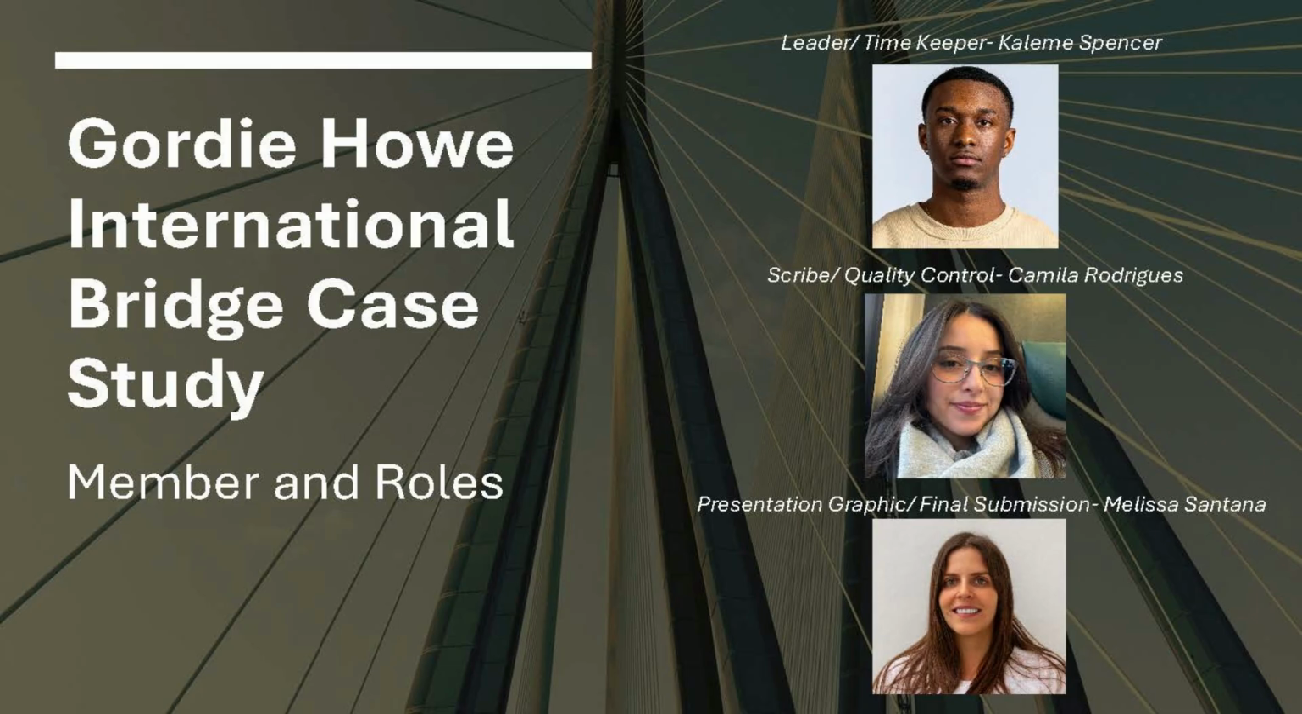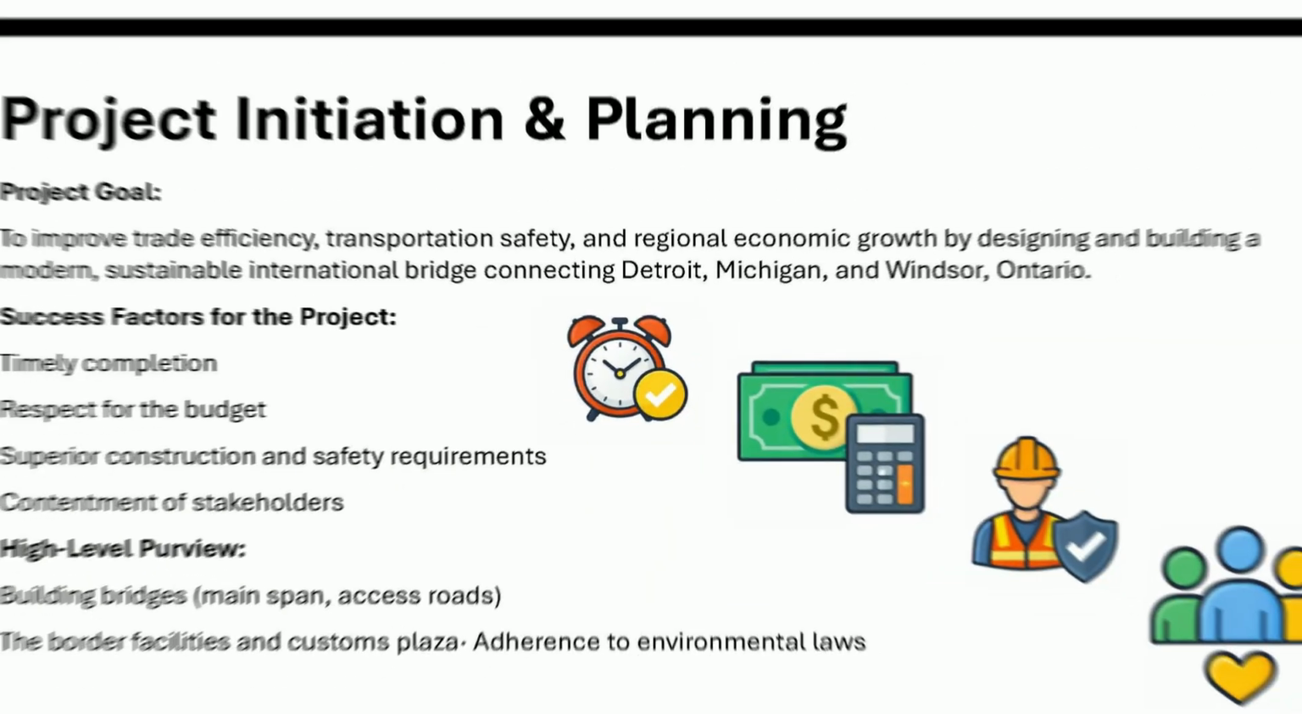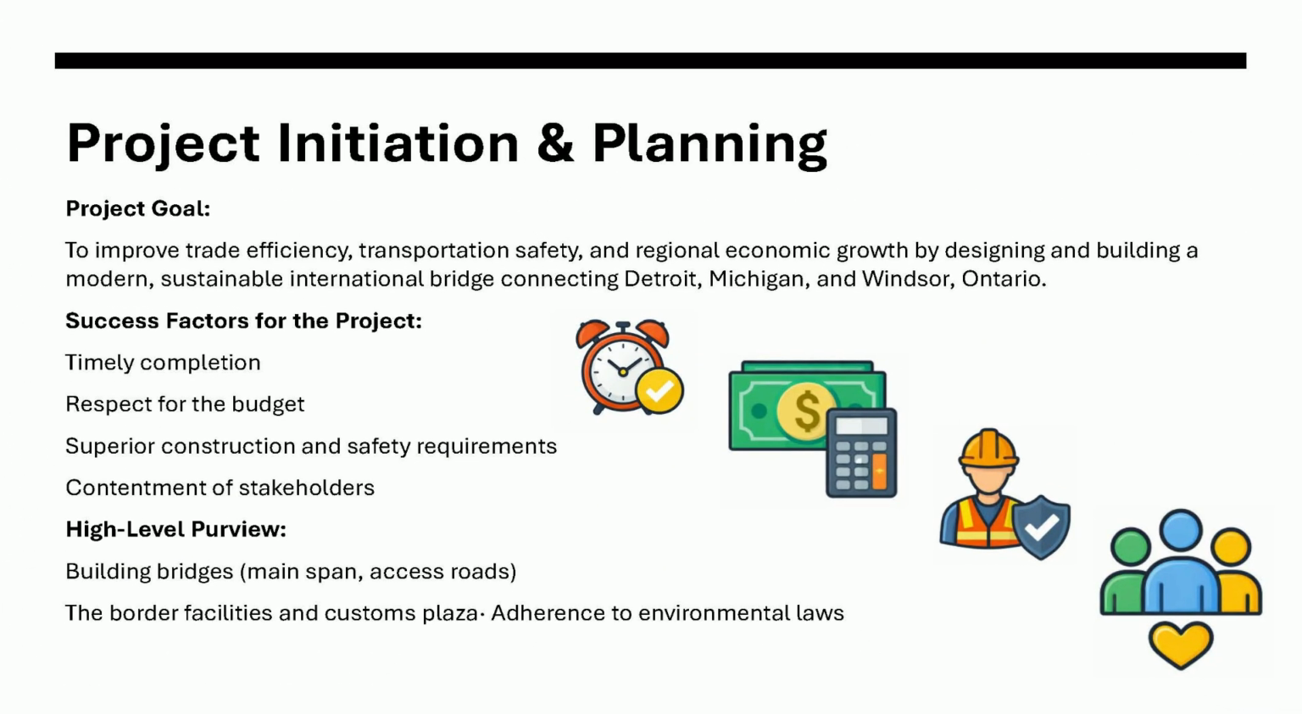Today we will walk you through the project planning and execution. The overall objective of the Gordie Howe International Bridge Project was to design and construct a modern, sustainable bridge connecting Detroit, Michigan, and Windsor, Ontario. The project aimed to improve trade efficiency, enhance transportation safety, and stimulate regional economic growth.